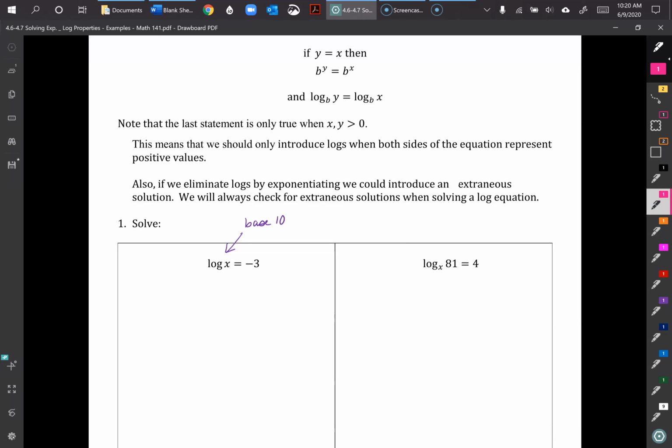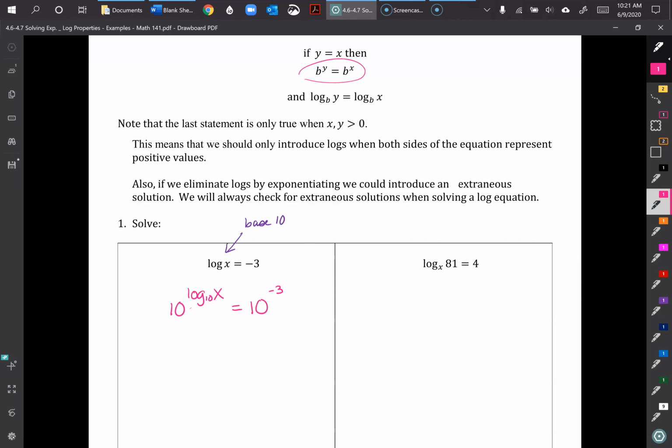So I can exponentiate both sides, and I'm going to rewrite this for you. I usually just stick a 10 there, but this really means 10 to the log base 10 of x. I'm just writing that in so it's clear. And then 10 to the negative third. And I can do that because I have this situation there. So I have these set equal to each other.